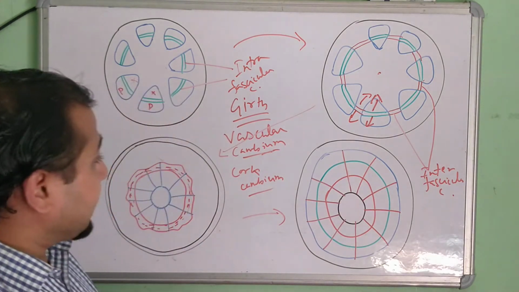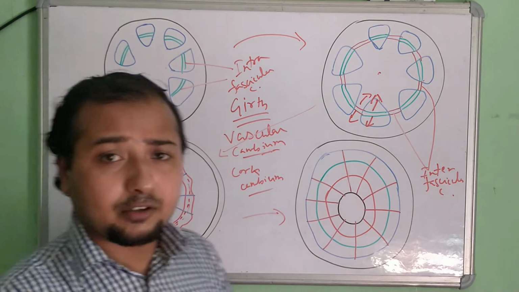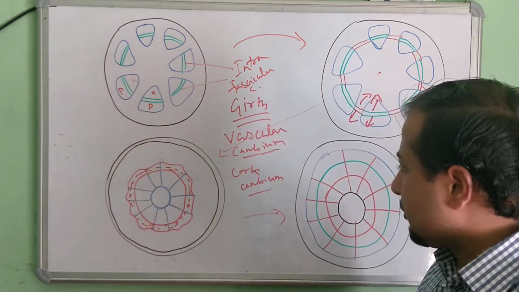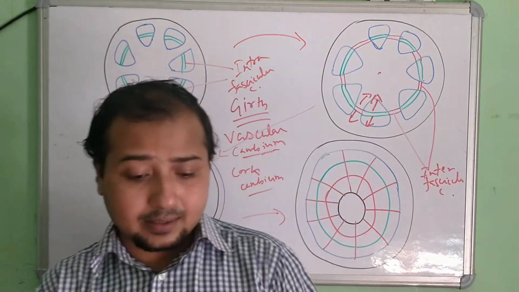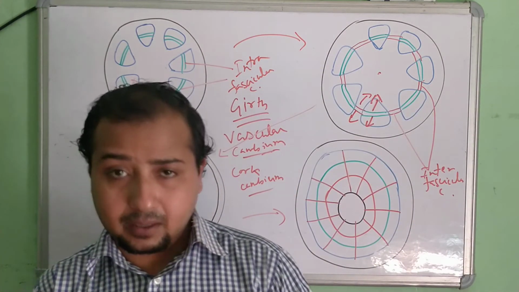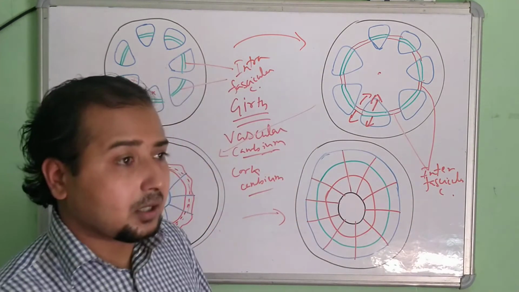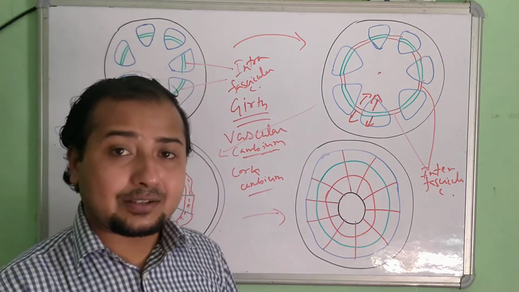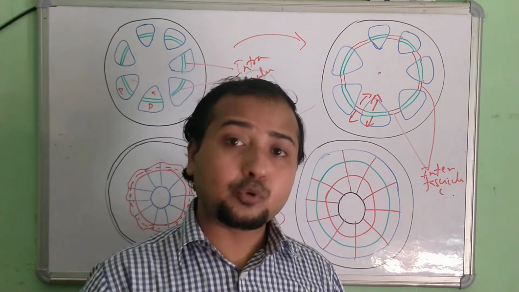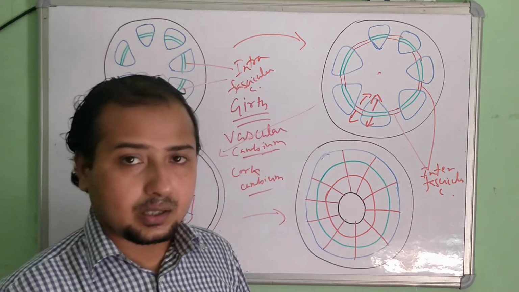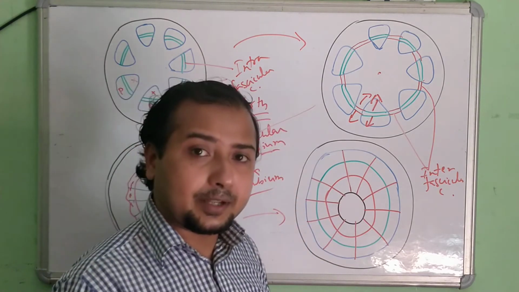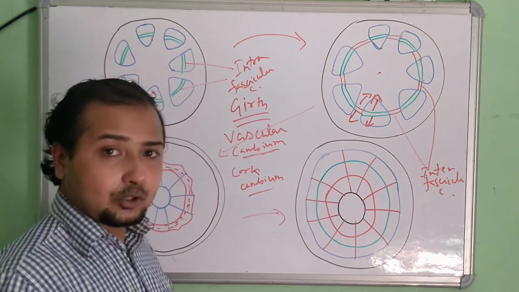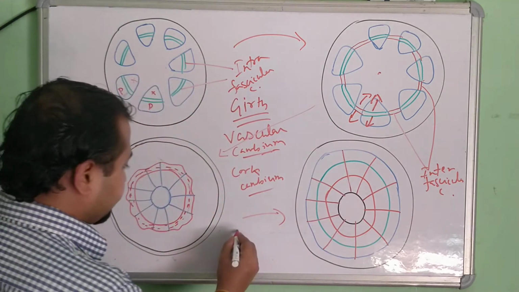Now, the second is the cork cambium. This is all about the vascular cambium. What about the cork cambium? The cork cambium, what happens when the secondary growth keeps on going, developing? Okay, ultimately the outer layers get replaced by some new protective layers. The outer layer of the plant gets replaced by some new protective layers. The outer protective layer is the cork.